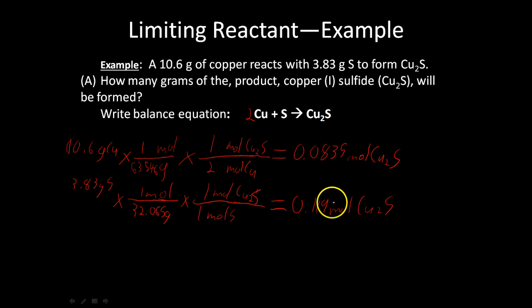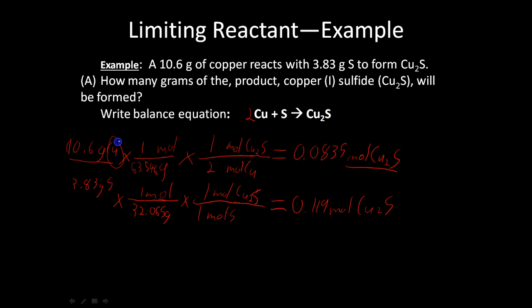So now that we have that, we can see which one is our limiting reagent. It is not this. This is not our limiting reagent. This is a product, right? It is actually the copper, and so this is our limiting reagent.